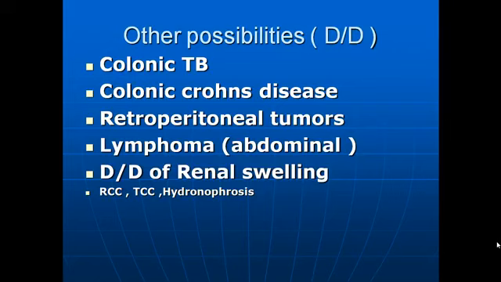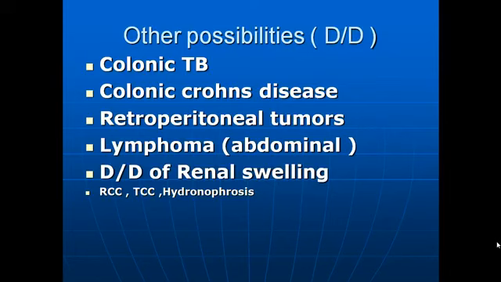It may be abdominal lymphoma as well, and it may be other causes of renal swelling. For example, it may be renal cell carcinoma, it may be TCC, that is transitional cell carcinoma, or it may be hydronephrosis as well. So all these things, if you are thinking it's a long case in the examination, you have to write down the differential diagnosis in this form.